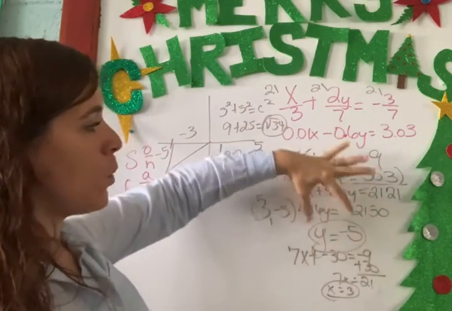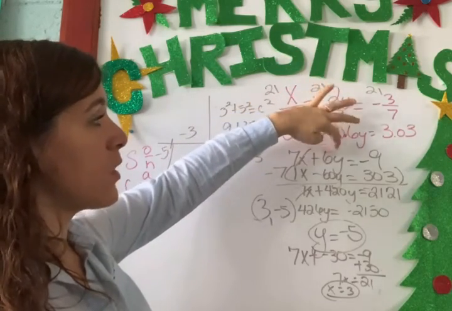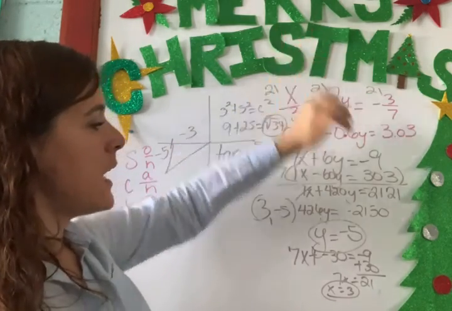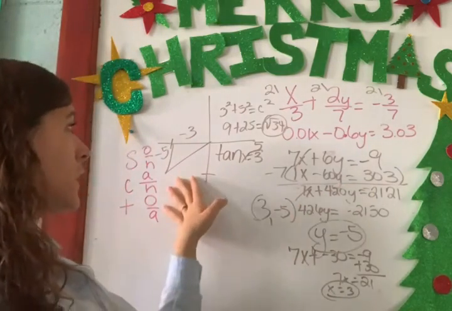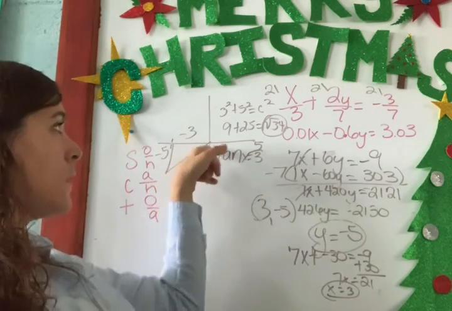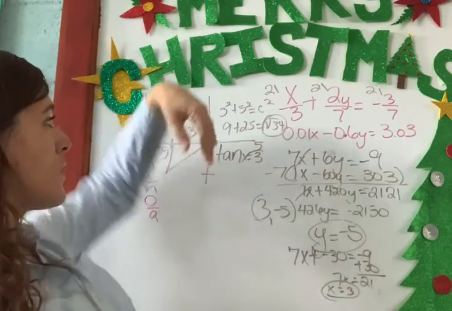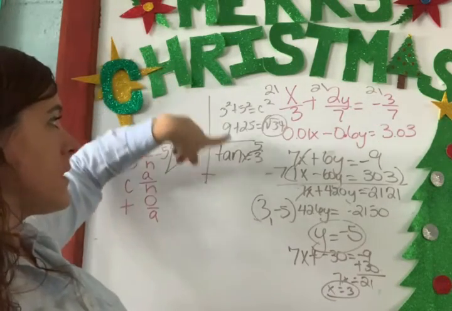I plugged in negative 5 for y here. 7x plus negative 30 equals negative 9. And I got x is 3. So that's your answer for this one. Over here, this is a lot like the example. I put my negative 3 here, I put my negative 5 here, draw my line. So my opposite is negative 5 and my adjacent is negative 3 to get my angle.